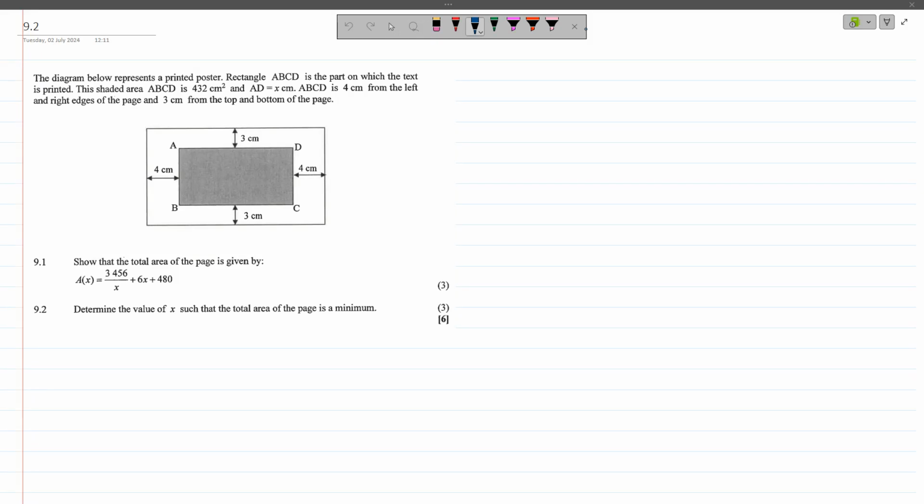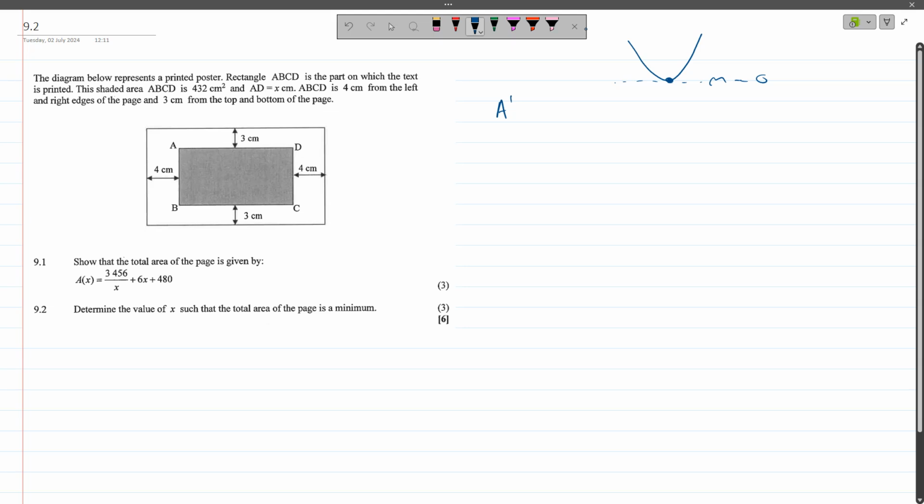9.2 says determine the value of x such that the total area of the page is a minimum. So what should the value of x be such that the total area of the page is a minimum? For that to be true, we're going to need to work with the first derivative, because we know that the area is minimum if the area is represented by a quadratic function; the area that is minimum will be represented by the lowest point, which is represented by a gradient of 0.